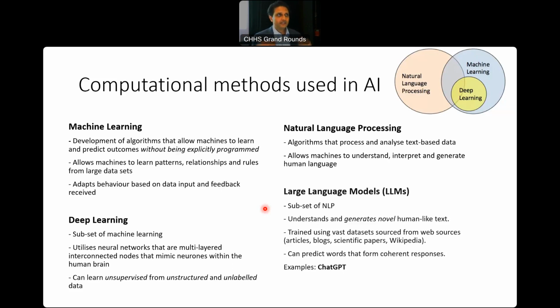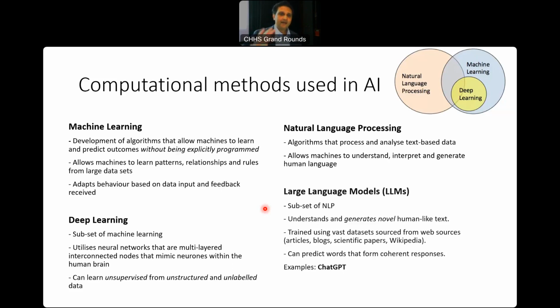Neural networks mimic the structure of the brain, where we've got layers of neurons that are interconnected. So these neural networks are multi-layered interconnected nodes that mimic neurons, and it allows the algorithms to learn unsupervised from unstructured and unlabeled data. Okay, so you don't have to tell the computer that this is a cat or this is something. It learns it itself through pattern recognition and data categorization. So that's machine learning and deep learning.